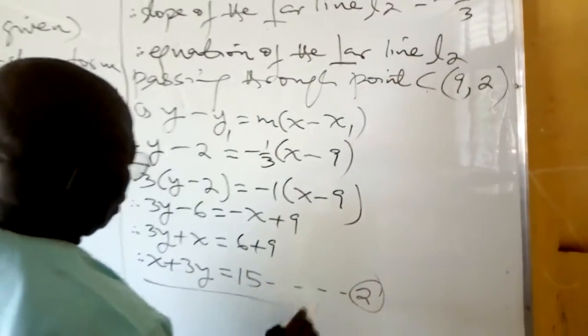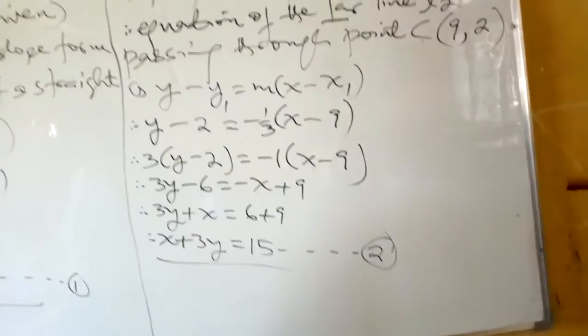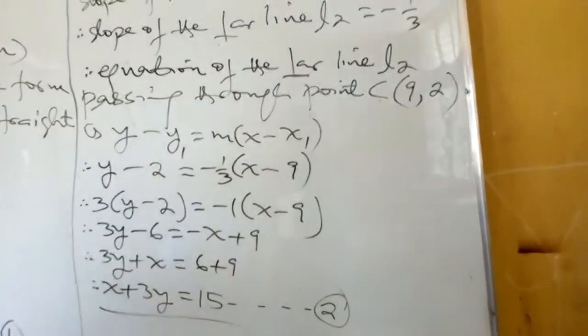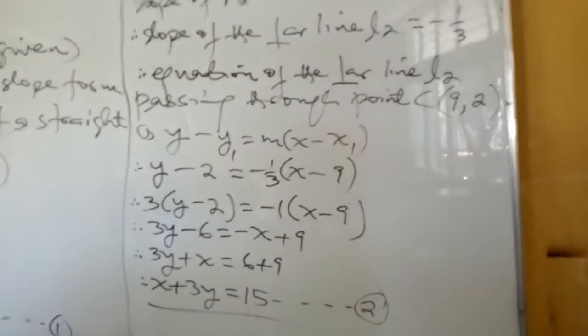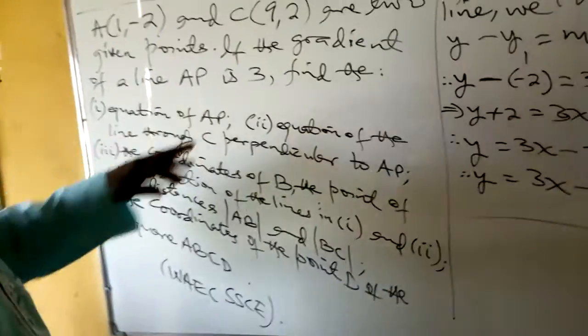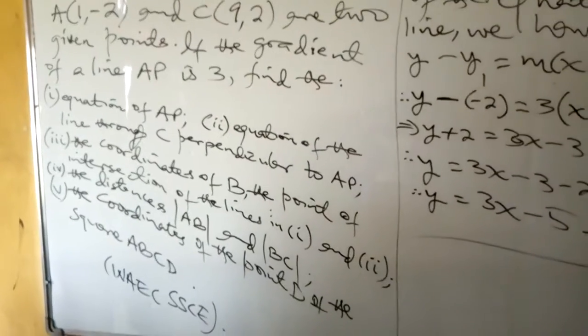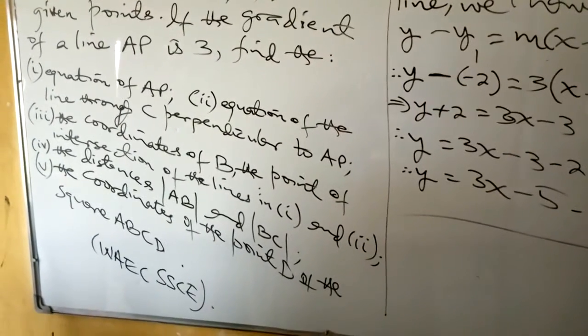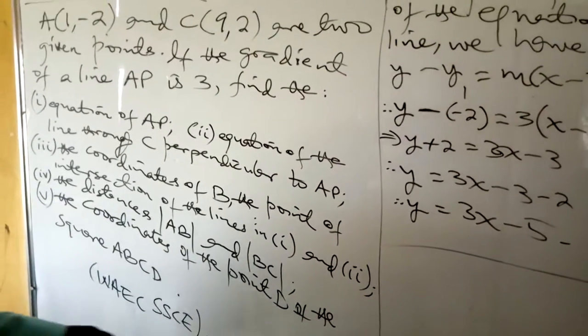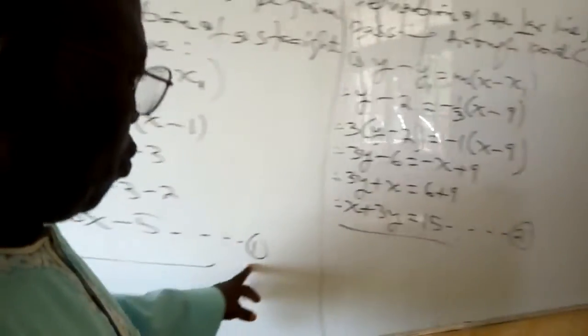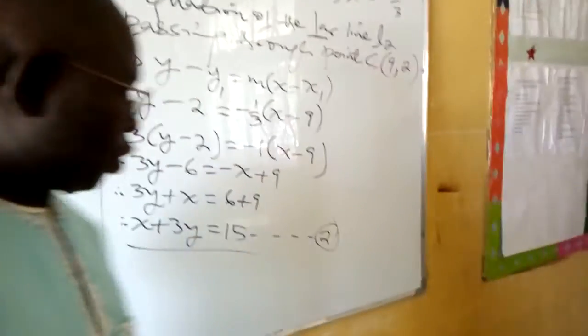That is the answer for Roman figure 2. That is the equation of the line that is perpendicular to AP. So that is that. Now, Roman figure 3: we should find the coordinate of point B, the point of intersection of the lines in 1 and 2. We should find the point of intersection of the line in equation 1 and the line in equation 2.